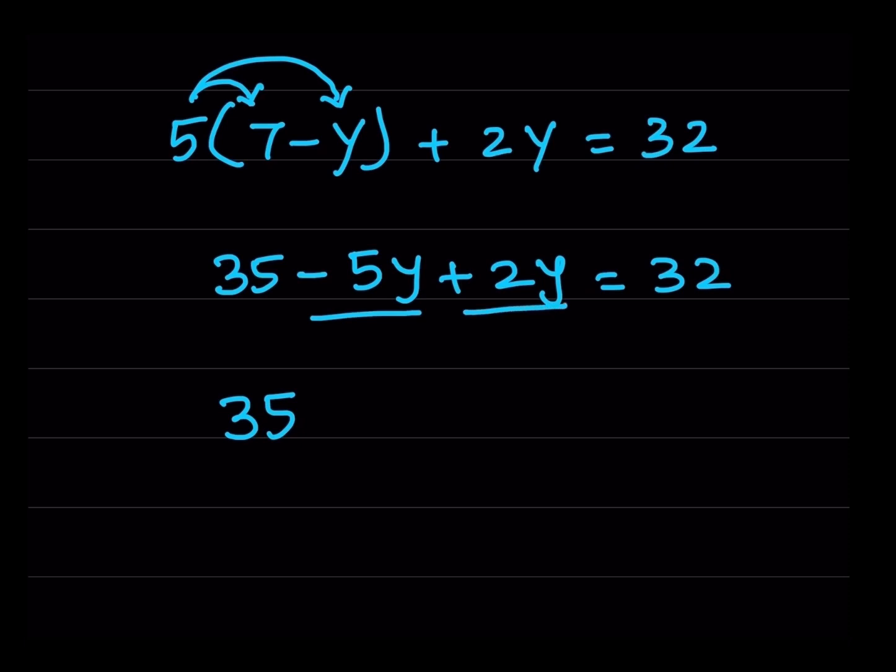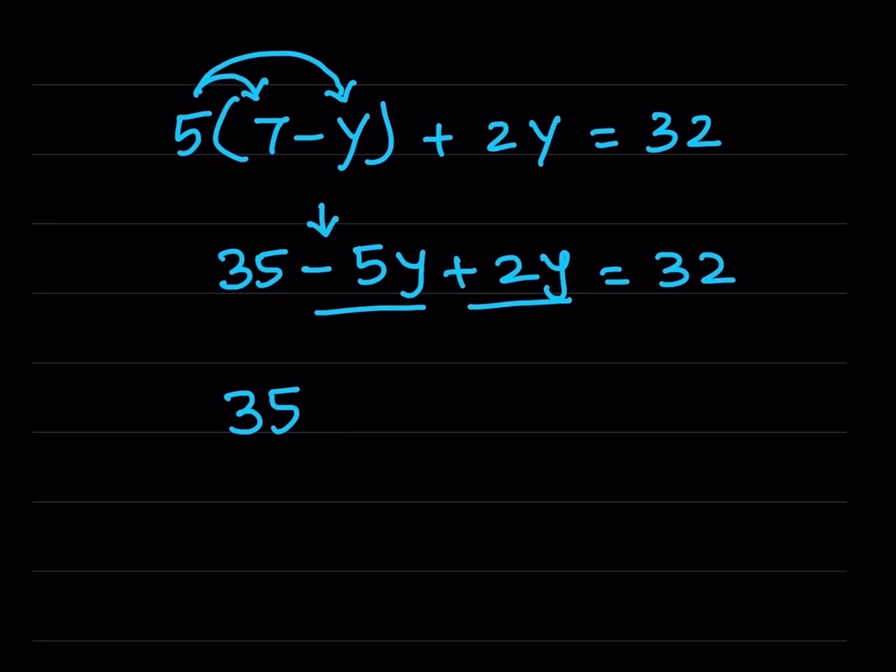Since both are y variables, I'm going to put them together. Since one is negative and one is positive, we have to subtract first and put the sign of the big number. Here the sign of the big number is negative, so I'm going to put negative, and we have to subtract 5 minus 2, which is 3. So minus 3y plus 35 is equal to 32.